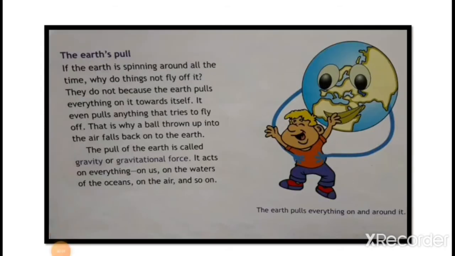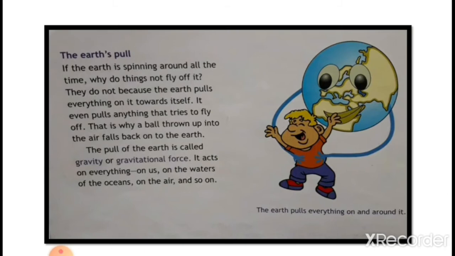Topic is the earth's pull. If the earth is spinning around all the time, why do things not fly off it? They do not, because the earth pulls everything towards itself. It even pulls anything that tries to fly off. That is why a ball thrown up into the air falls back onto the earth. The pull of the earth is called gravity or gravitational force. It acts on everything, on us, on the waters of the ocean, on the air, and so on.